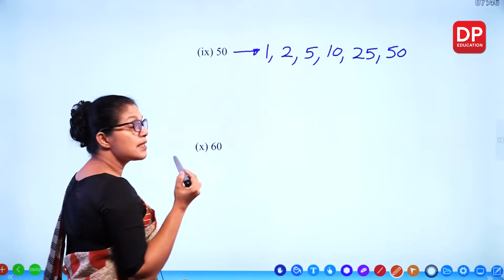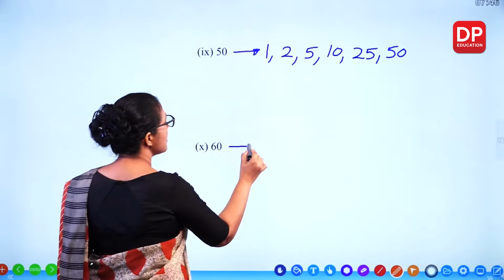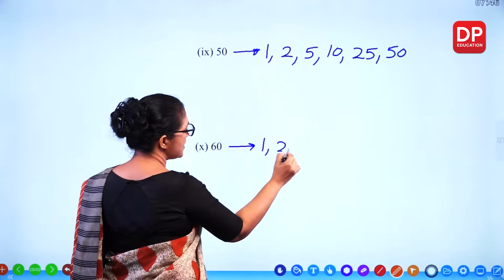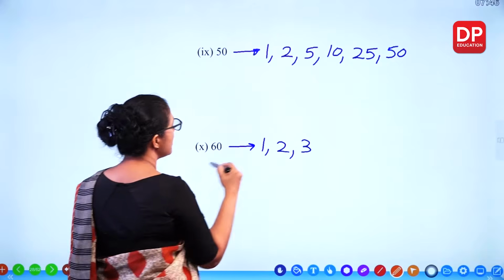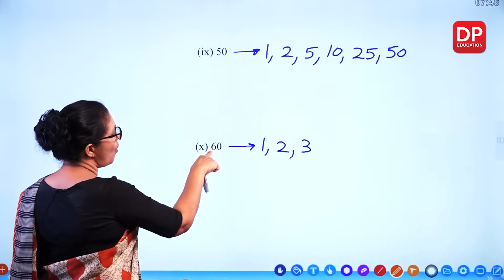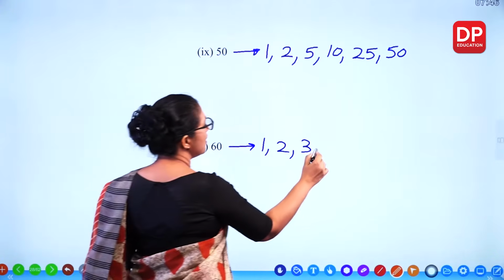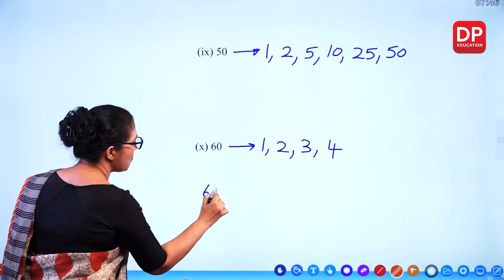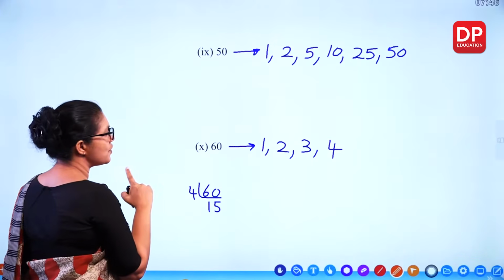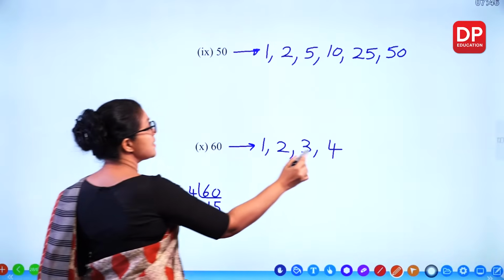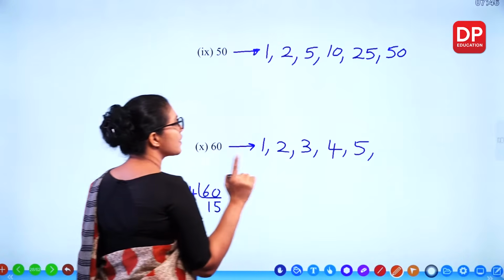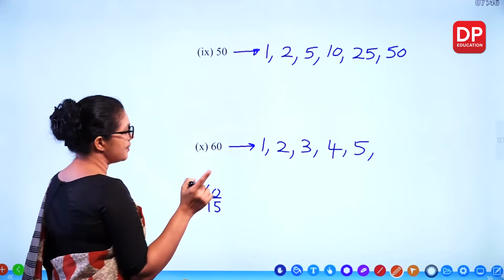60. How can we find out the factors? 1 is always a factor. 2 times 30. 3 times 20. 4 times also possible. 60 divided by 4 gets 15. Then 5 also possible. 12 times 5. Then 6 times 10.